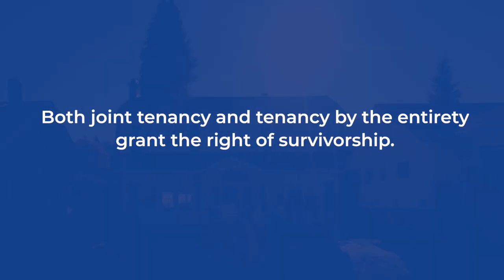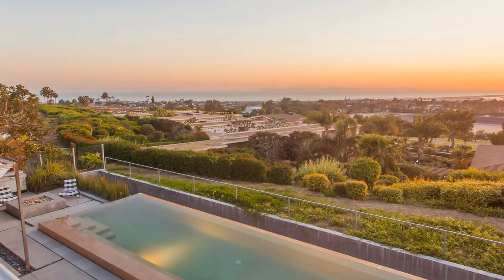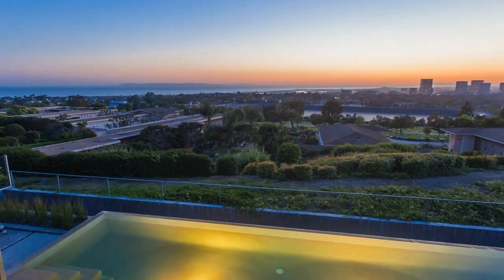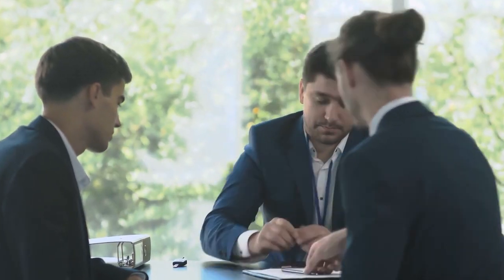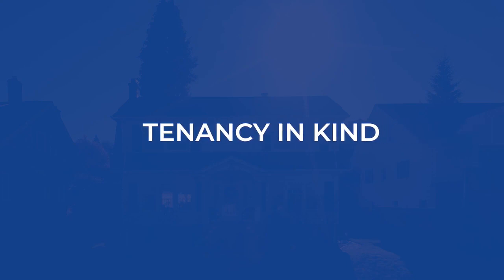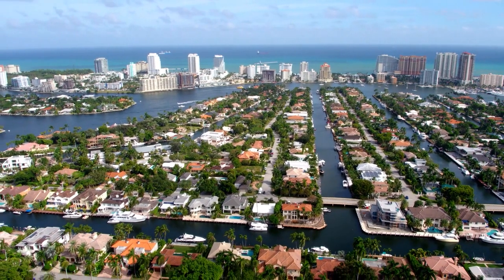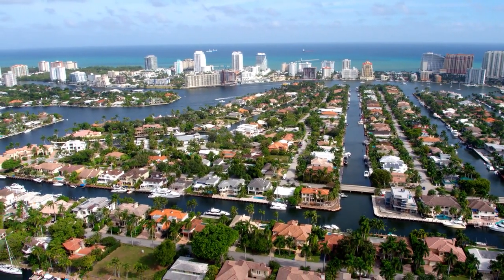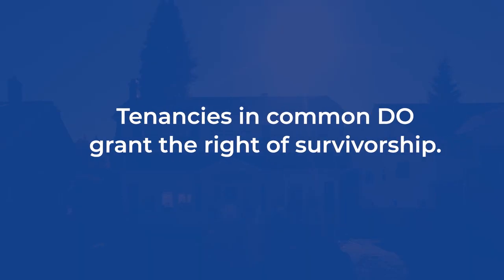Both joint tenancy and tenancy by the entirety grant the right of survivorship. This means that when one member of this kind of arrangement dies, the share of the interest in the property is automatically and equally transferred to the remaining members. The other kind of concurrent ownership is a tenancy in common. Tenancies in common don't have an even distribution of the interest in the property. Neither do they have restrictions on the ability of members to transfer a share of the interest in the property to another person. Finally, tenancies in common do grant the right of survivorship.